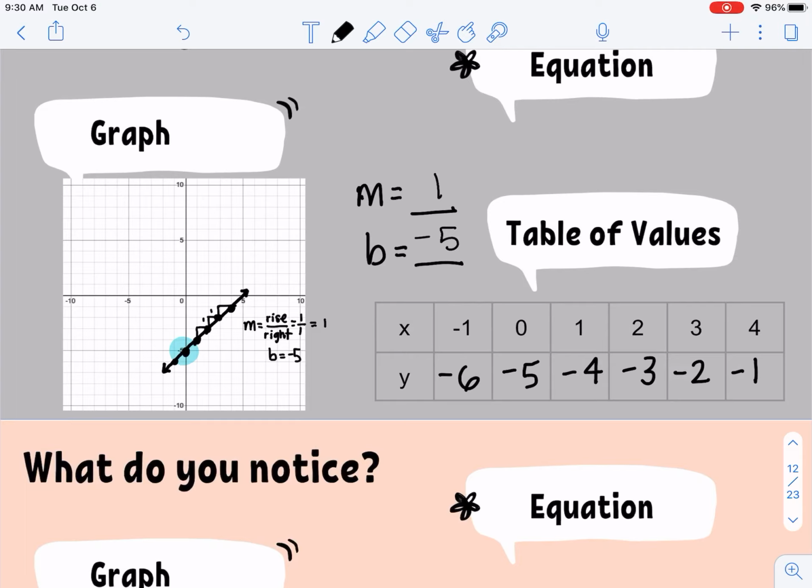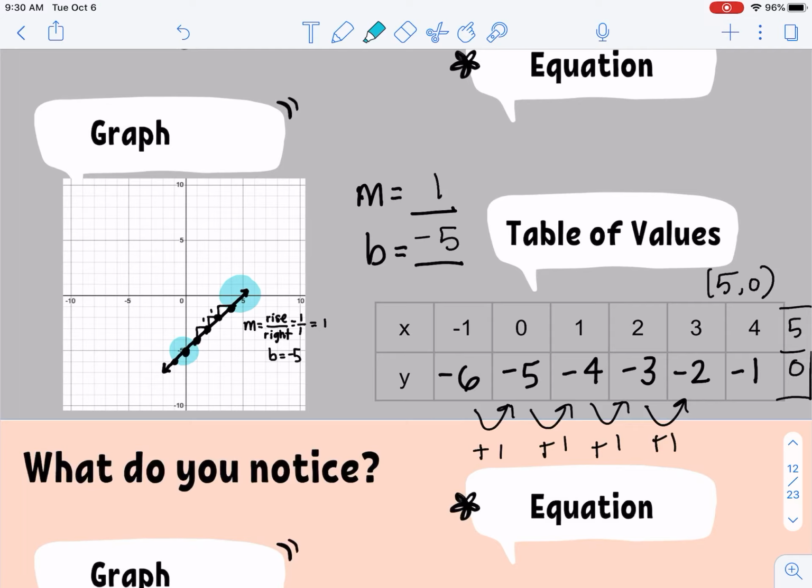Does that match what we noticed in the last thing? That each time we add 1, add 1, add 1, add 1. Our next point should be 5, 0. Does that match our graph? Oh my goodness, look at that. It does. Whoo! Everything is connected.